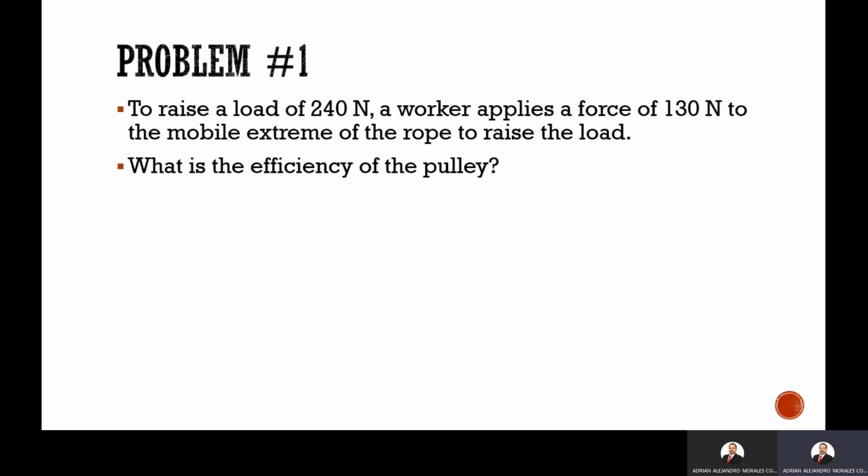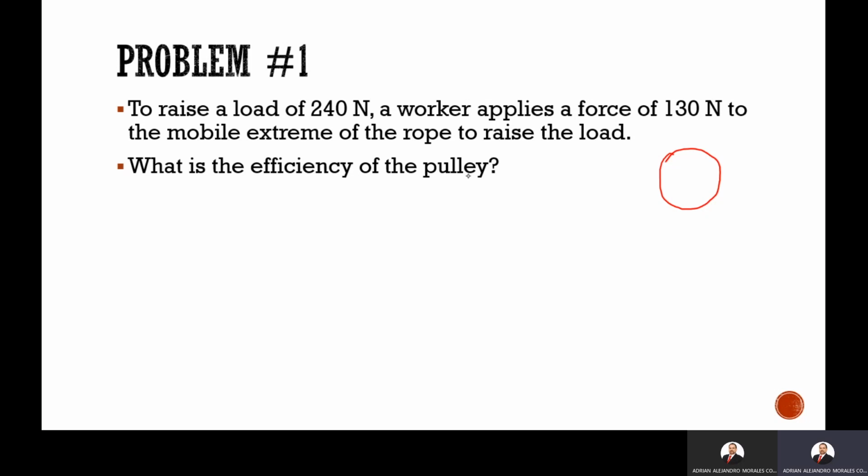Problem number 1. To raise a load of 240 newtons, a worker applies a force of 130 newtons to the mobile extreme of the rope to raise the load. What is the efficiency of the pulley? First of all, we need to identify the problem. So we can start working with a small diagram showing the pulley.